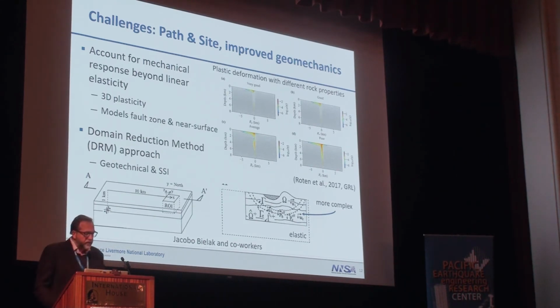You can see the amount of plastic deformation increases for poor quality rock on the fault zone. Another approach is to use a domain reduction method following Jacobo Bielak and co-workers, where we could run a regional scale simulation and then introduce the motions on the edge of a boundary that includes more complicated, possibly nonlinear geomechanics, plasticity, complicated structure, and even the structures, so you could do the full coupled soil-structure interaction problem.